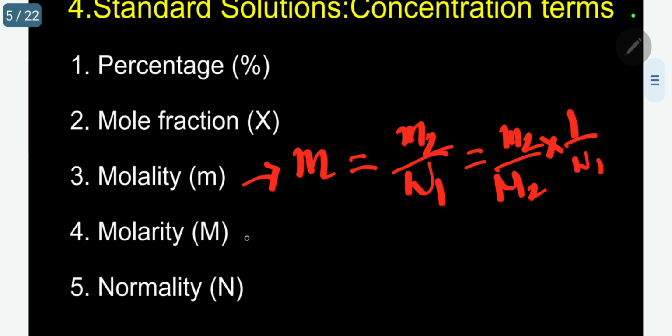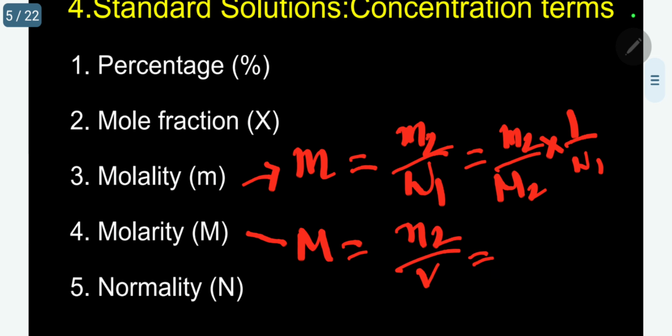Please follow. Coming to molarity, capital M, the same thing: n2 by V, that is equal to m2 by capital M2 into 1 by V, where V is the volume in liters. That is W1 in kilograms, then V in liters for volume.